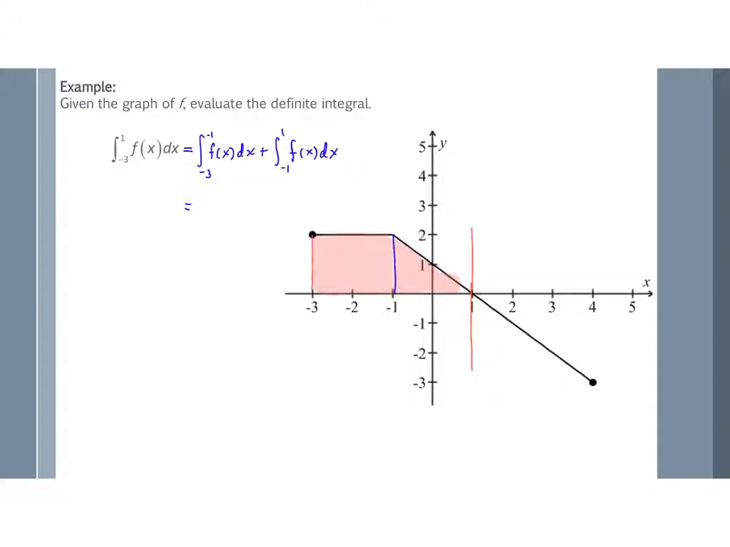Well, the first integral is something that we've evaluated in the previous example. It's 4. But now the second integral corresponds to the area of the triangle. So this is 2 units. This is 2 units. And so the area of a triangle is 1/2 the base times the height.